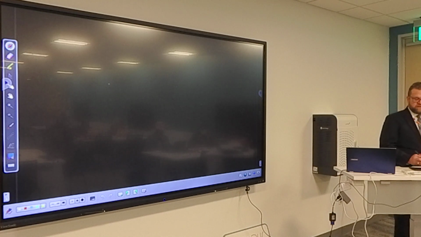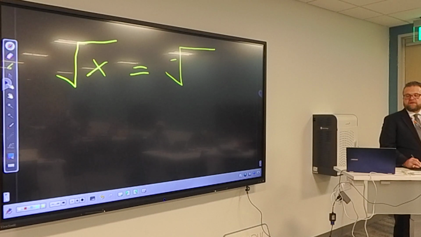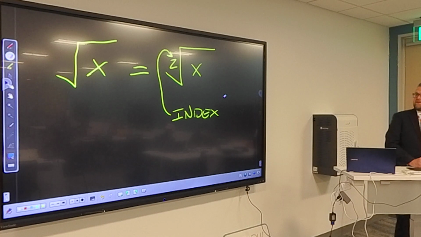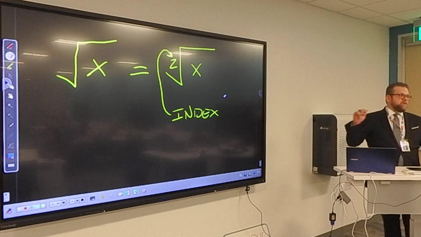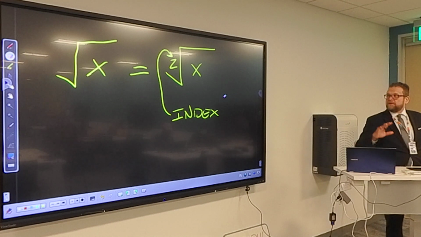If I write this, it means that there is a 2 here. This is called the index. The only time no one writes the number is when that number is 2, because we will investigate when it has a different index, an index different from 2.